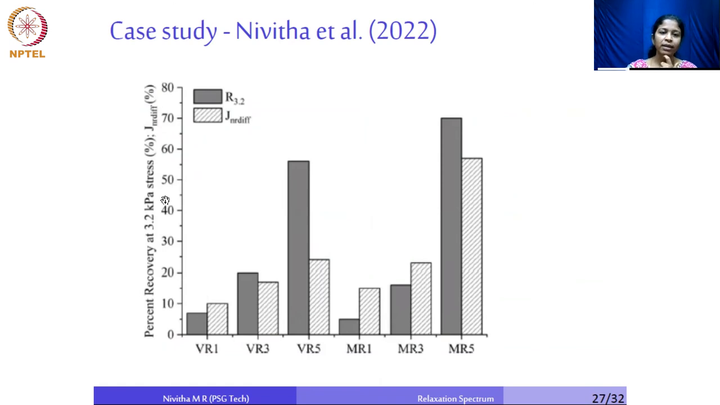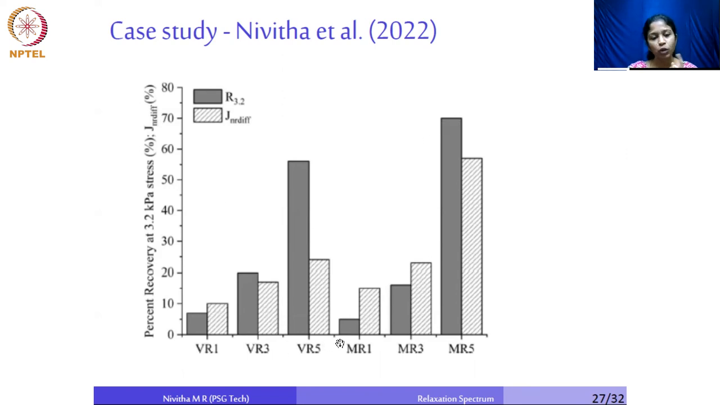Before that, you can also look at the JNR values, the JNR difference and the recovery at the 3200 Pascal stress level, which is nothing but the 3.2 kilopascal stress level. Let's just look at the percentage recovery. If you look at VR1 and compare with MR1, the percentage recovery is higher in the case of VR compared to MR. Similarly, for 3% dosage also, recovery is higher in VR compared to MR. But when you move on to 5% SBS, MR has a higher recovery compared to VR.